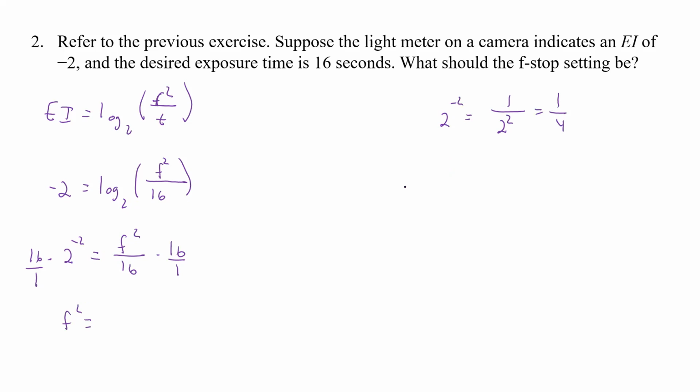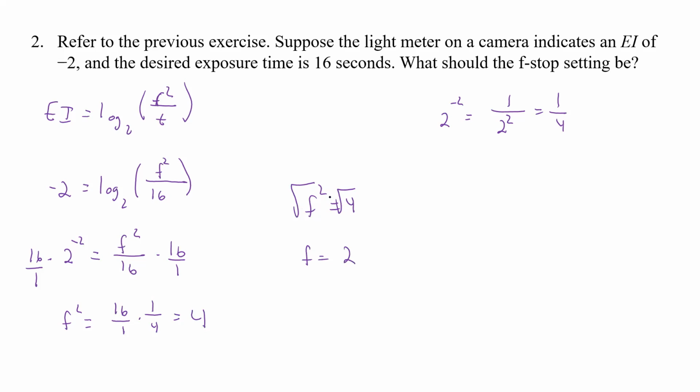So this becomes 16 over 1 times 1 over 4. And 16 divided by 4 is 4. So now we have f squared is equal to 4. Well, we're going to take the square root of both sides to solve that. Now I'm thinking for f-stops, we're not going to have a negative f-stop. We're only going to have positive f-stops. And so f is equal to 2.